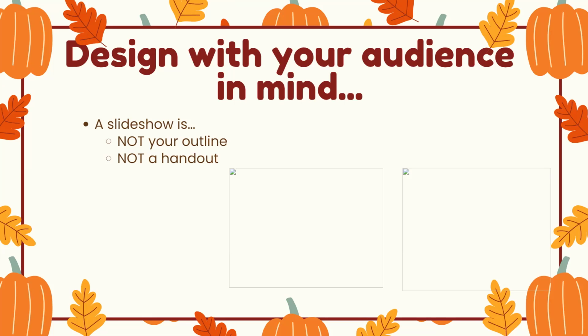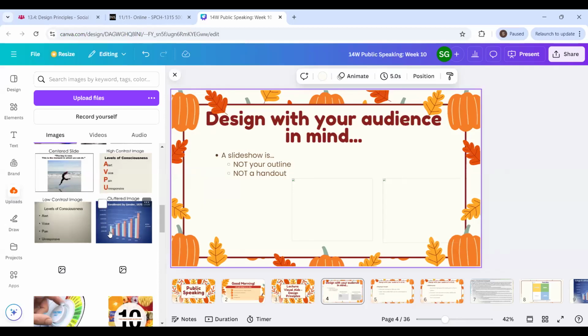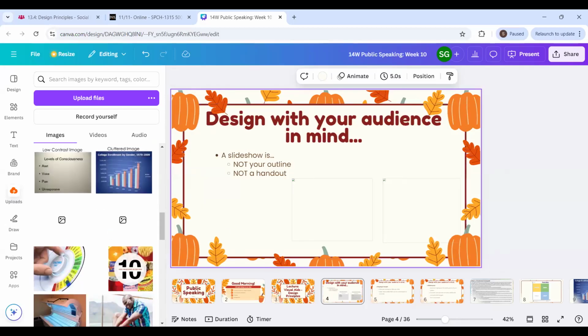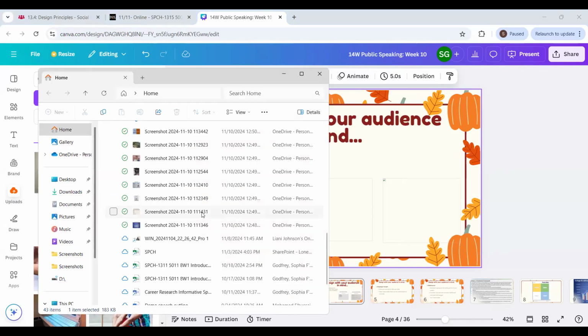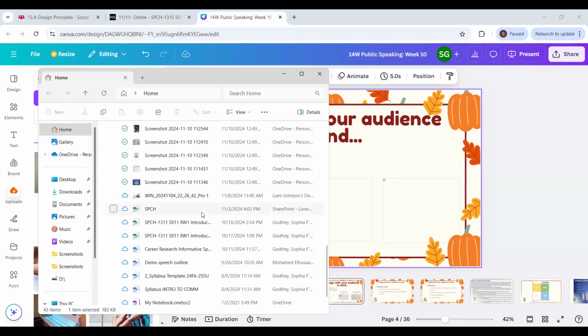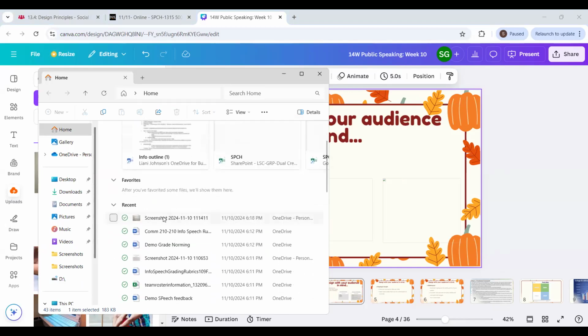Let's see. It wasn't here either. Hopefully y'all can see this, but sometimes Zoom gets a little wonky and doesn't like showing it. I hope you guys can see this. If not, I apologize.